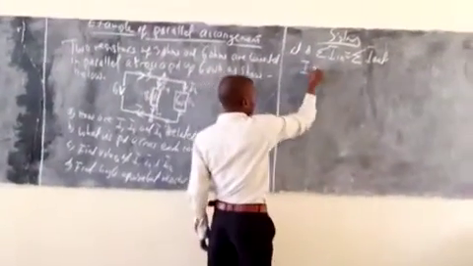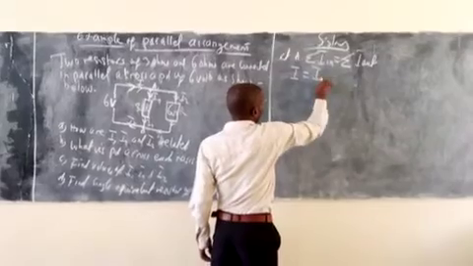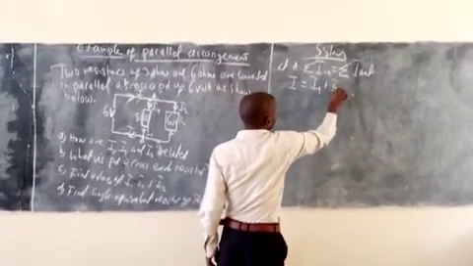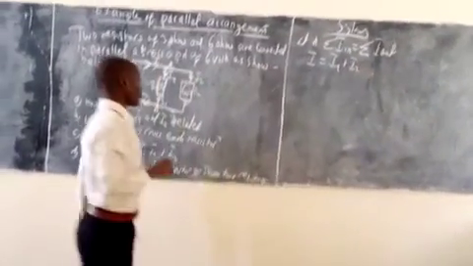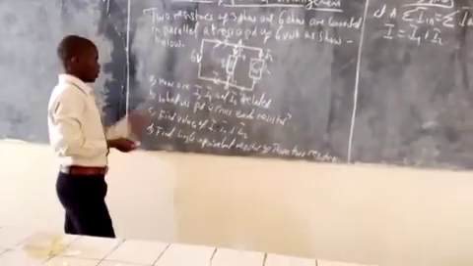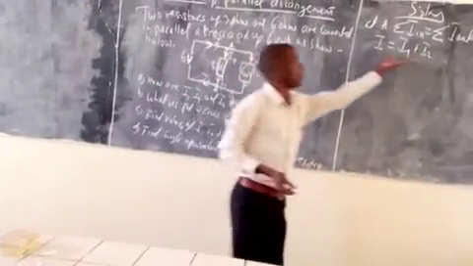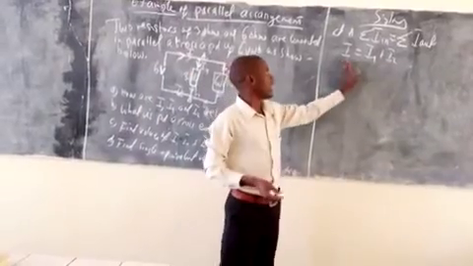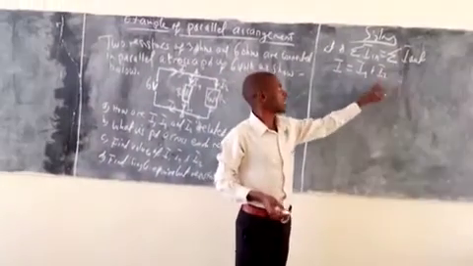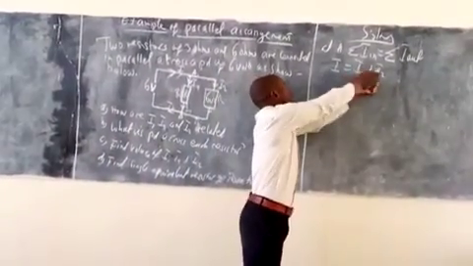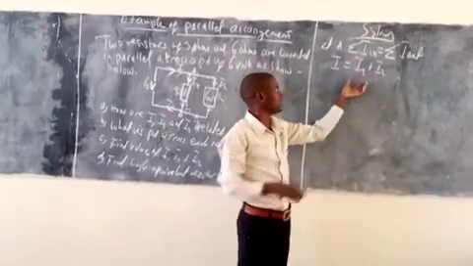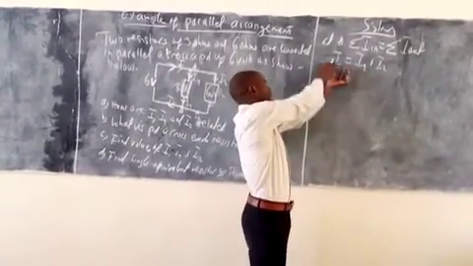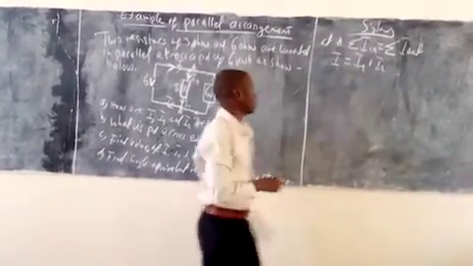so the current I entering the junction must be equal to the sum of current leaving the junction, which is I1 plus I2. So this is the answer to question A: I equals I1 plus I2. I1 and I2 are the currents leaving the junction, while I is the current entering the junction.